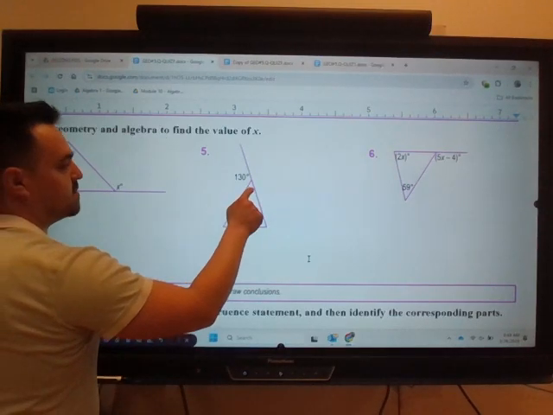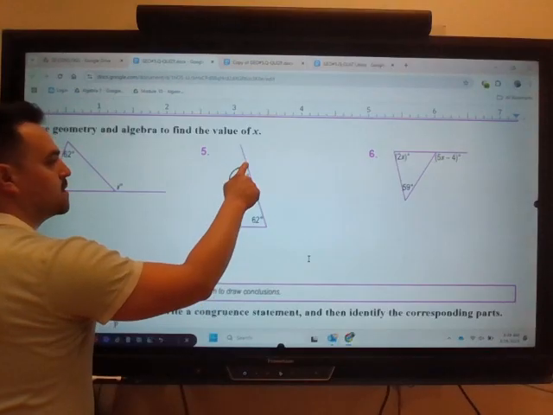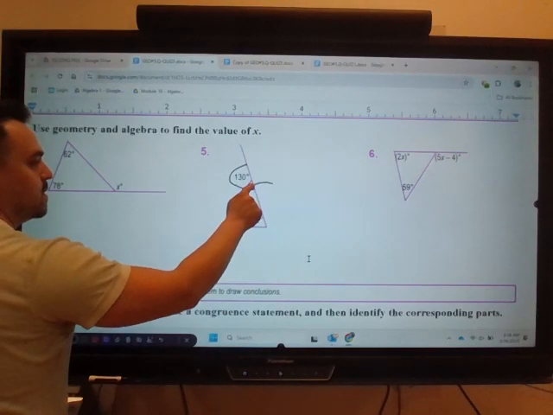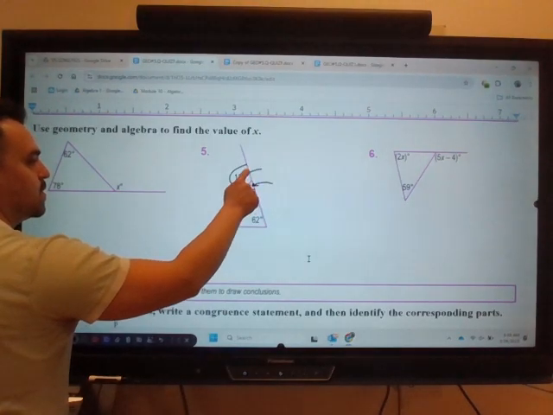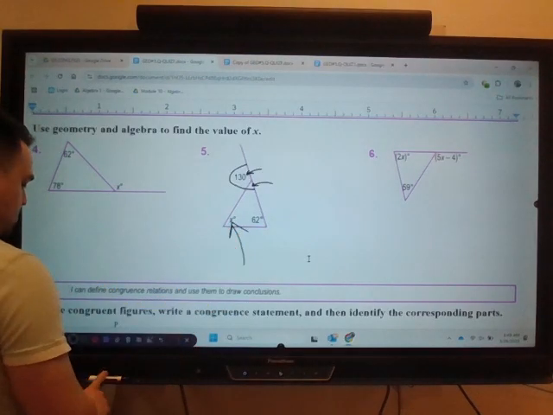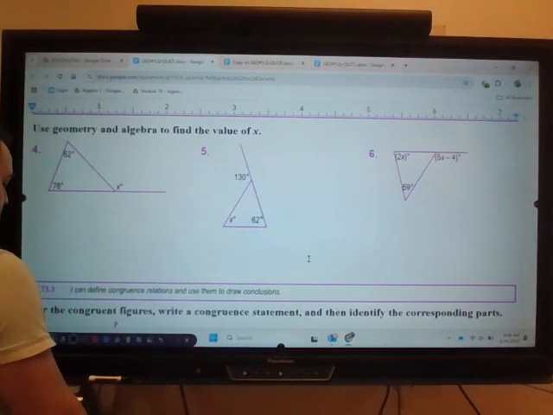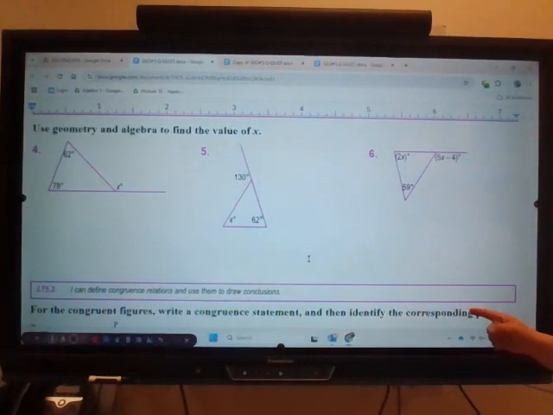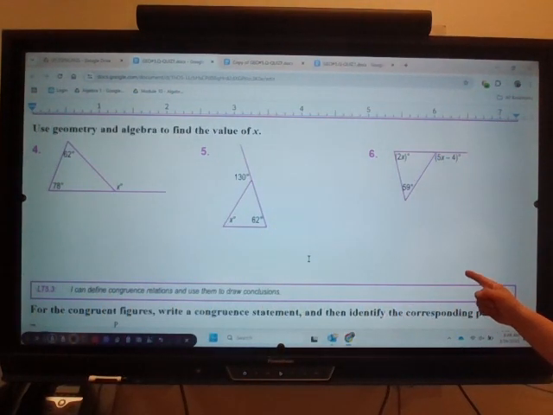Same concept as before here. I'm going to leave that one up to you, except instead of figuring out what this angle or that angle is, you have to figure out what that angle is. So that one's yours. Number 5 is yours. Number 6, I'll do with you, because number 6 is a tough one.